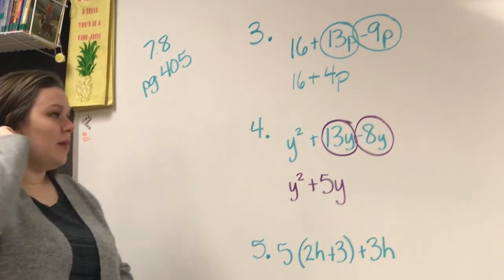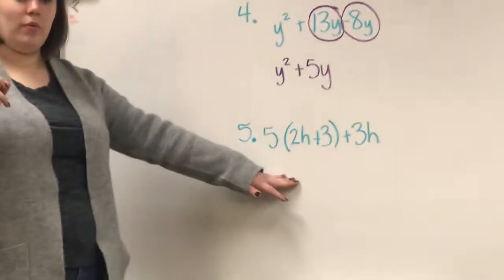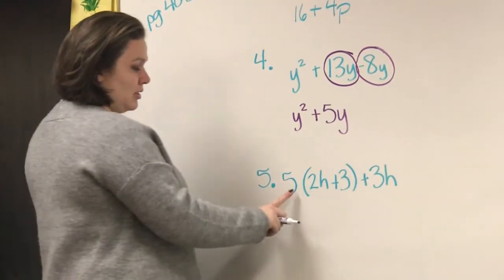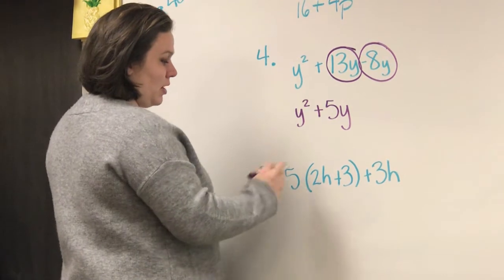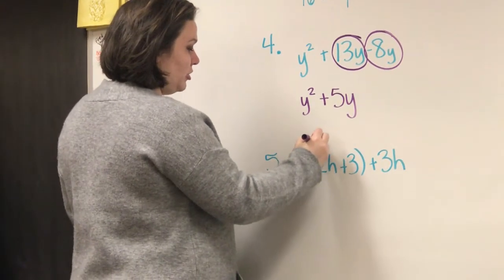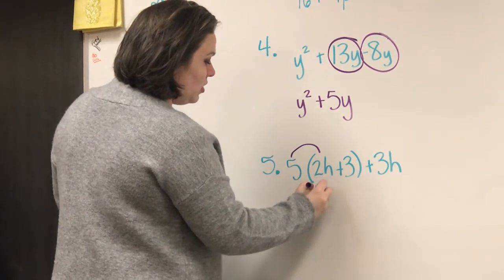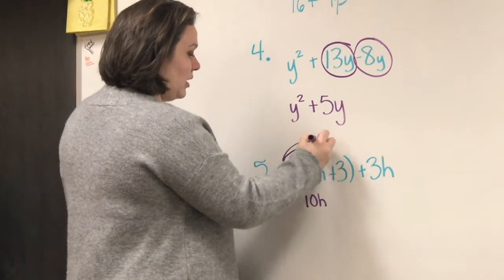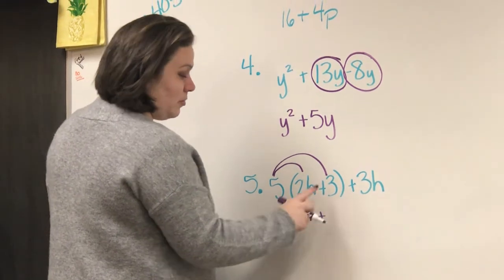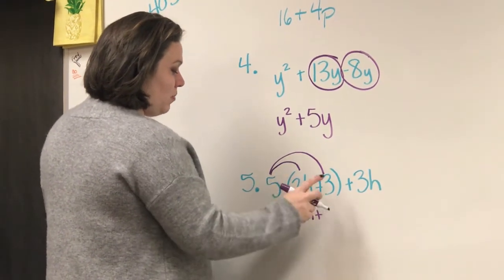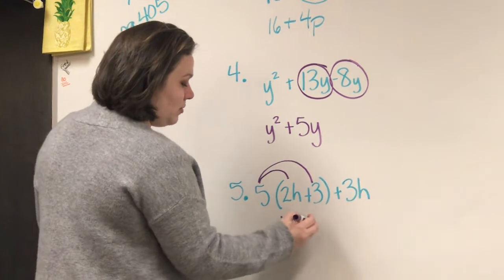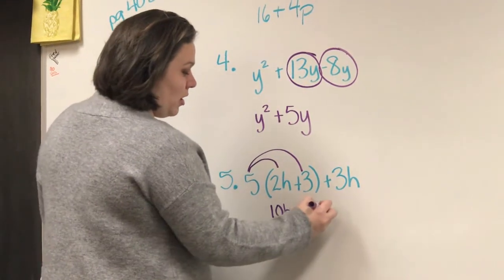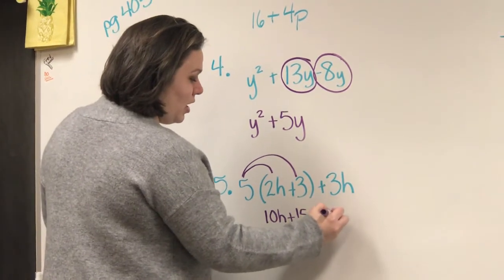Okay. Based on our wheel that we just did, you have to jump, because this number is touching this parenthesis. So I'm going to jump, and that's going to turn it into 10h, because you multiply them. I'm going to jump again, and keep your simple. Jump again, 5 times 3 is 15. Okay, then I'm just going to write the rest of my problem, plus 3h.